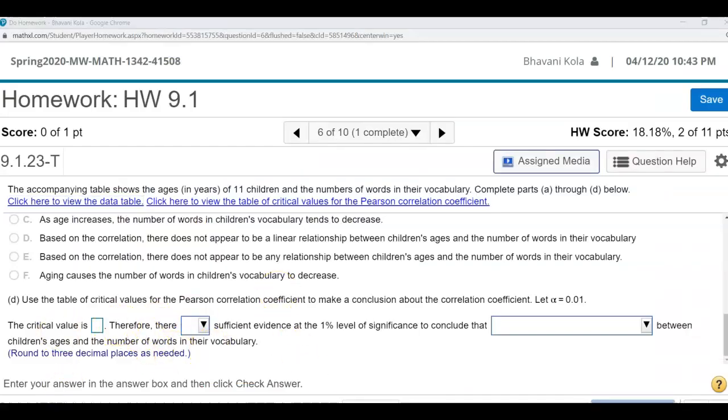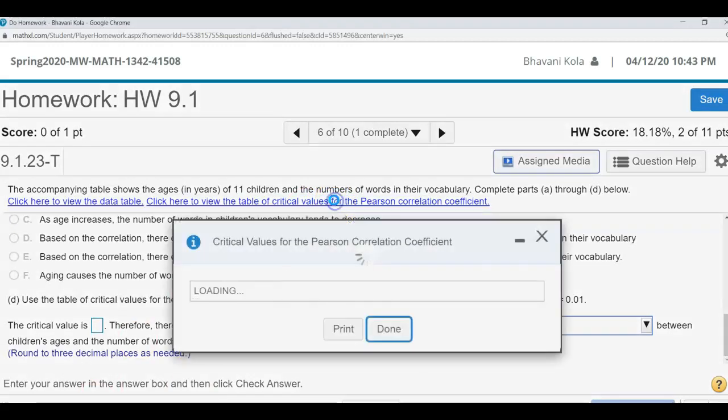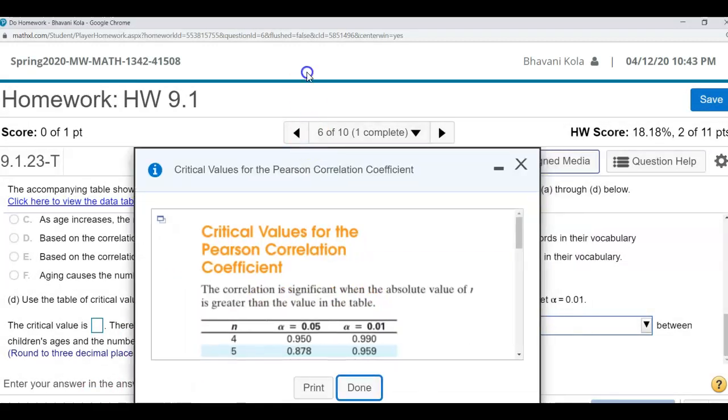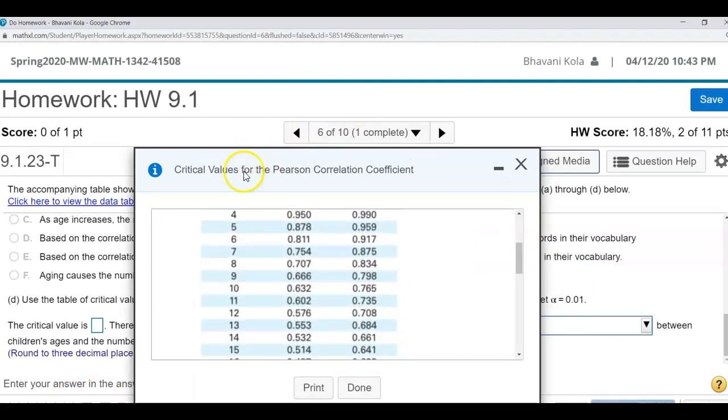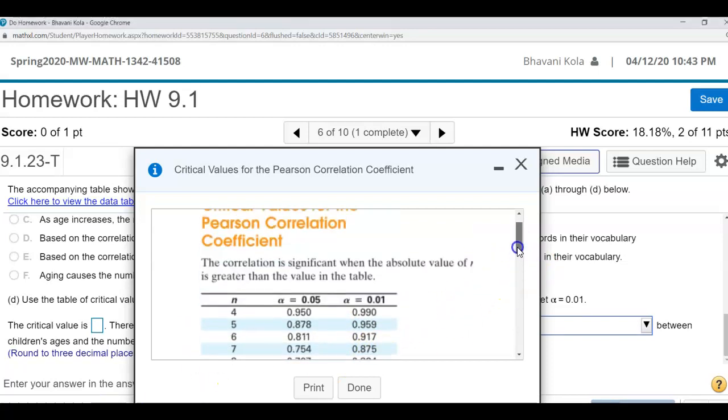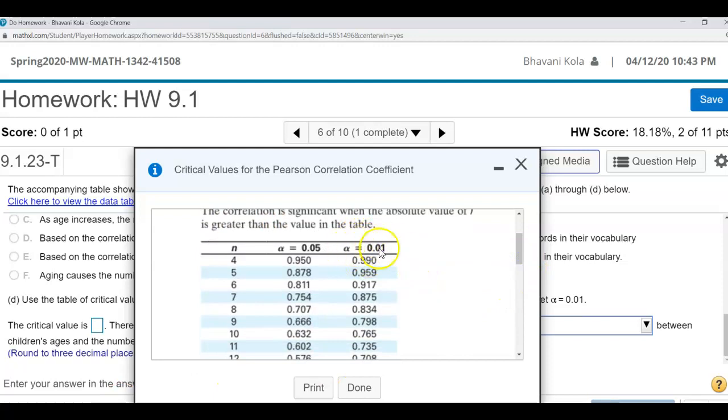My n value is 11, and I'm going to go ahead and click on my Pearson correlation coefficient. Scroll this up. I'm going to go all the way down. My n value is 11, and my alpha is 0.1. So that's the second. Let me go back from the beginning. So alpha is 0.1, which is the second column, and the n is the first column.